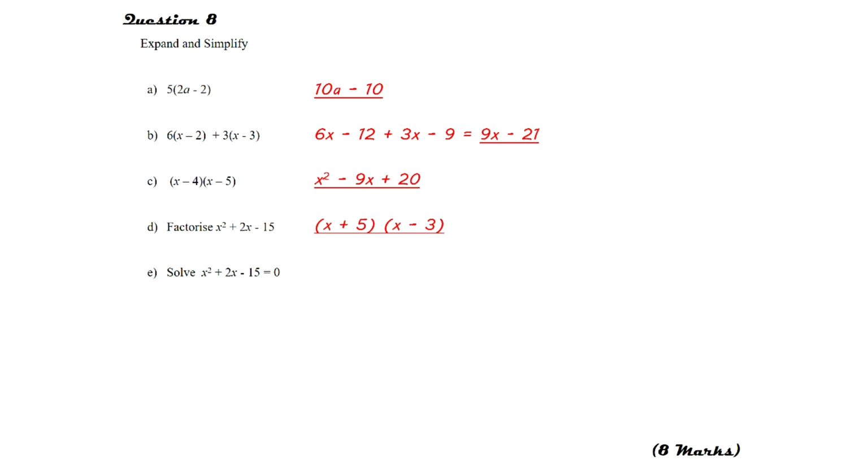And the solve, if you notice, follows on from that. So always worth checking the question before to see if it links in with what you're currently doing. And if I know that in factorised form x plus 5, x minus 3 equals 0, then that means I have 2 solutions, x equals negative 5 and x equals 3.